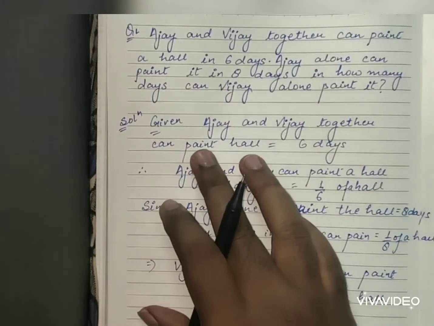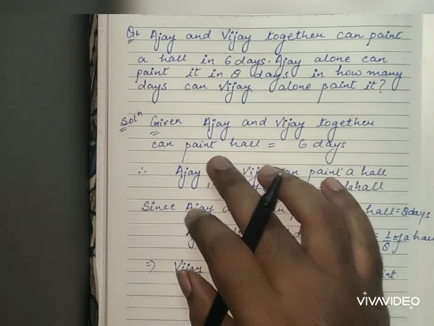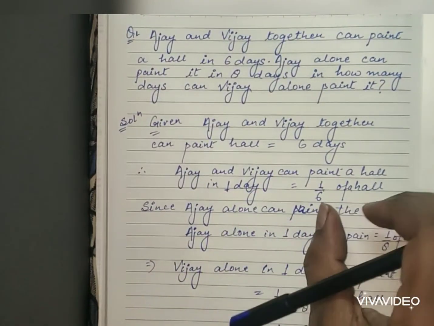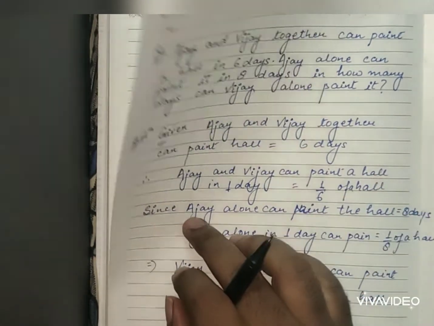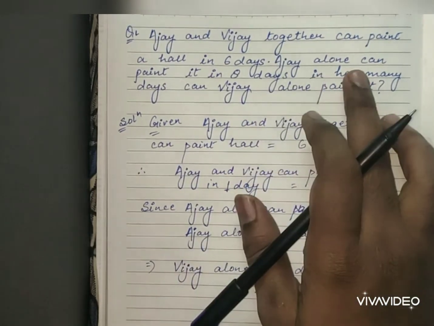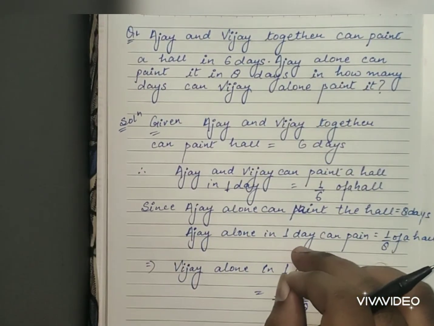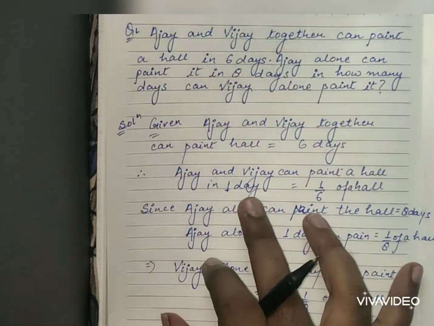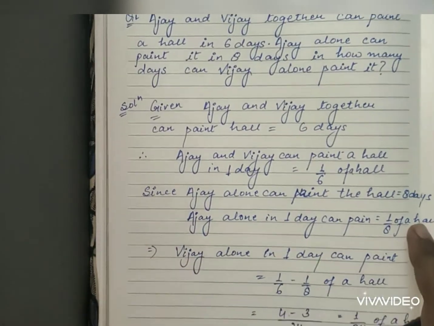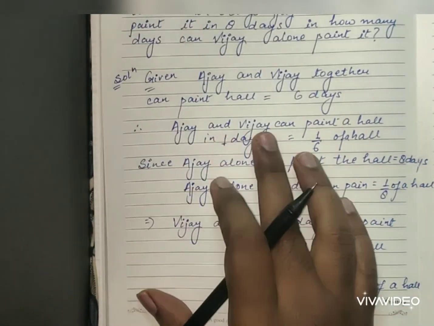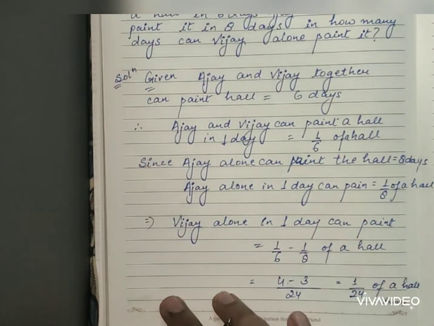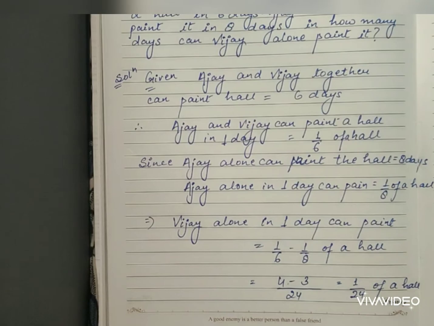Again, let's see. If Ajay and Vijay are painting the hall in 6 days, then they both are painting in one day 1/6. Since Ajay alone can paint the hall in 8 days, it has been given, if he is painting that same hall in one day, he will paint 1/8. So from here we will take out Vijay's share by subtracting 1/6 minus 1/8, and you know how to take out the LCM. Okay, now let's see the further question.